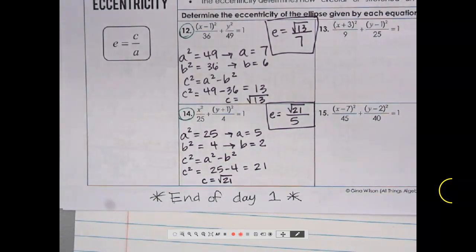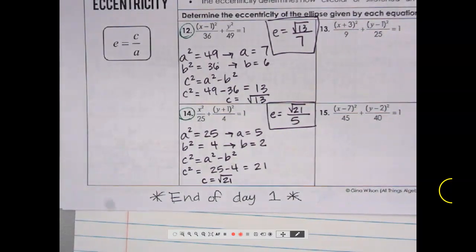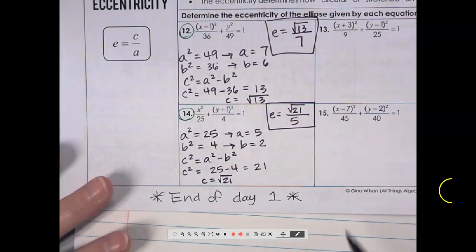Okay, so check up here. I got square root 21 over 5. Y'all agree? Any questions? And I think I said that backwards. I think I said closer to 1 is more circular, and it's the opposite. Closer to 0 is more circular. Closer to 1 is more elongated or flat. And I don't remember what I said now, but for some reason I think I said that backwards.